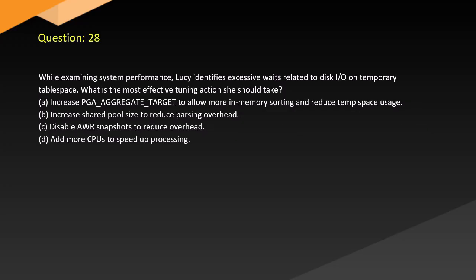Question 28. While examining system performance, Lucy identifies excessive waits related to disk I/O on temporary tablespace. What is the most effective tuning action she should take? A. Increase PGA aggregate target to allow more in-memory sorting and reduce temp space usage. B. Increase shared pool size to reduce parsing overhead. C. Disable AWR snapshots to reduce overhead. D. Add more CPUs to speed up processing.